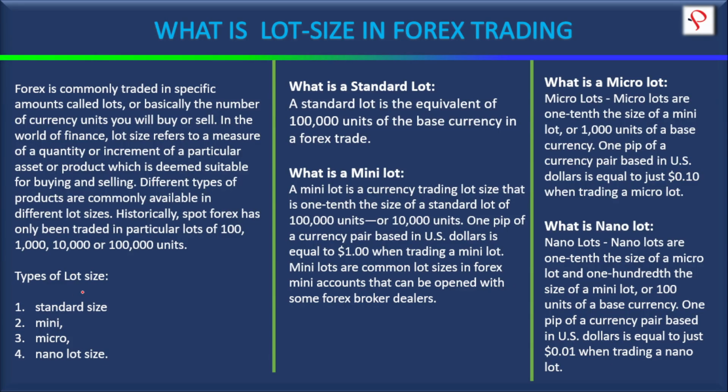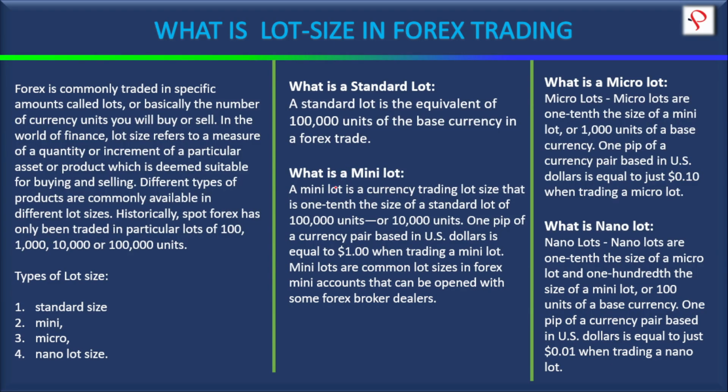Now let's talk about the types of lot size. We have the standard lot size, the mini lot size, the micro lot size, and the nano lot size. So a standard lot is the equivalent of 100,000 units of the base currency in a forex trade. Like I told you before in our previous videos about base and quote currency.